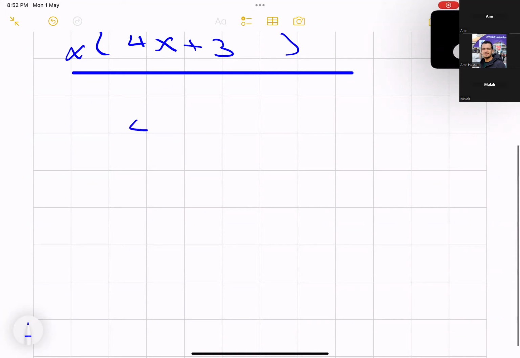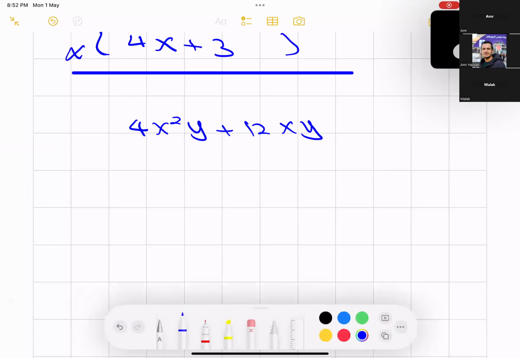So what if you have 4x² y plus 12xy? This one, it seems like we are trying to get the highest common factor between the first term and the second term. But before doing that, let me try to make it simple. So here we have 4x². Let me try to keep the coefficient. I don't need to make it simpler than this. What about x²? It's supposed to be x multiplied by x multiplied by y. I haven't changed anything yet. I tried to break it down into two parts.